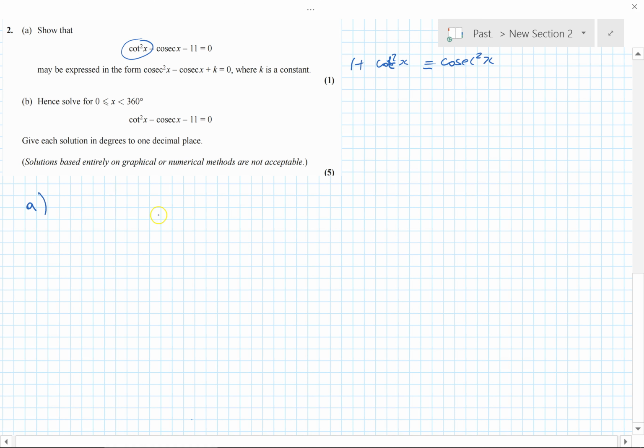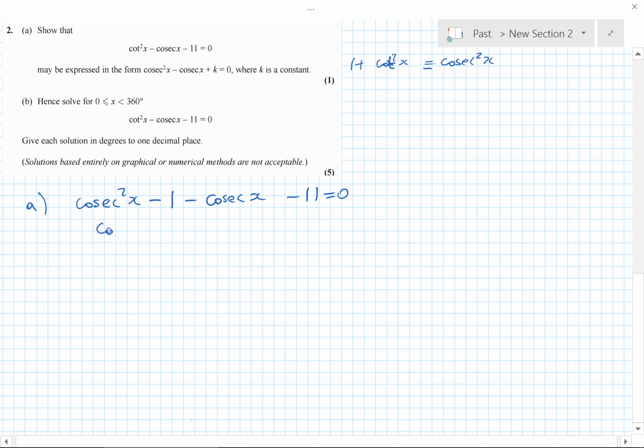That means that cot squared x is cosec squared x minus 1, so cosec squared x minus 1 minus cosec x minus 11, because that's my cot squared x that I've got there, equals 0.